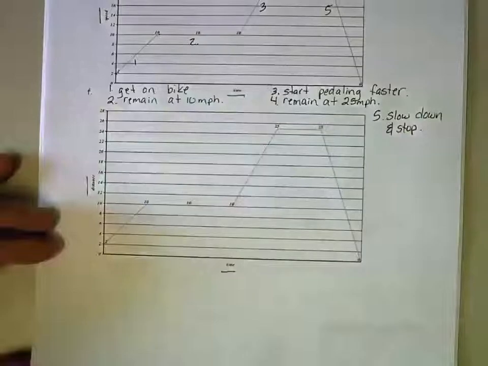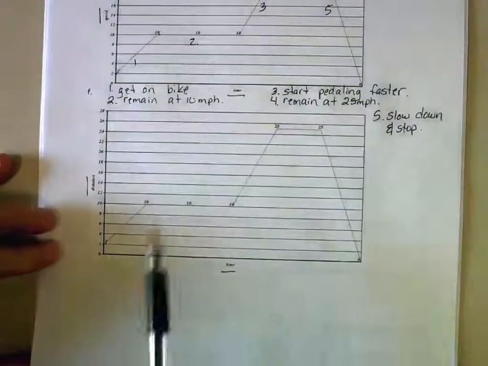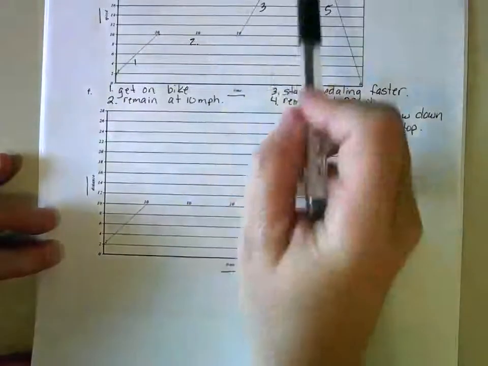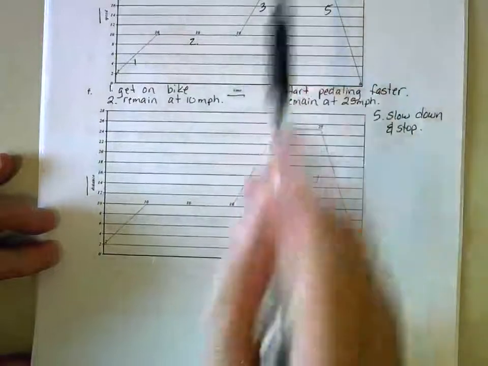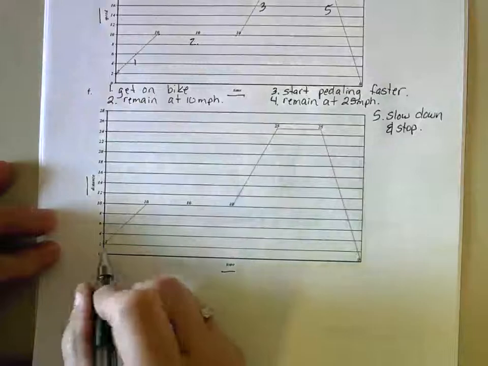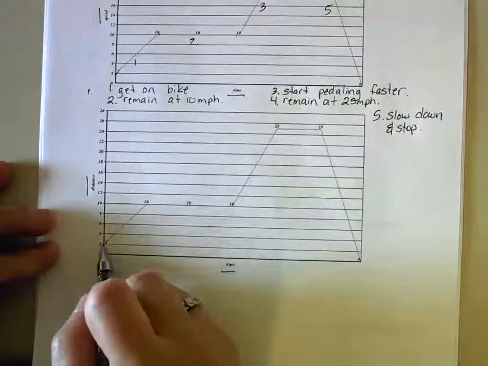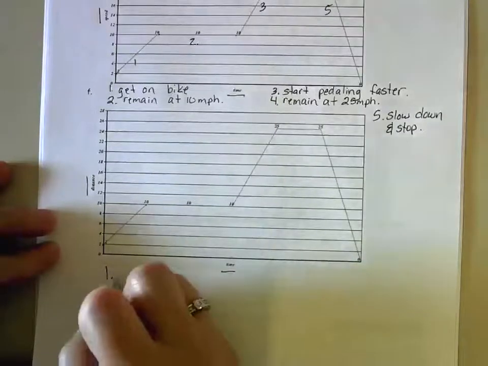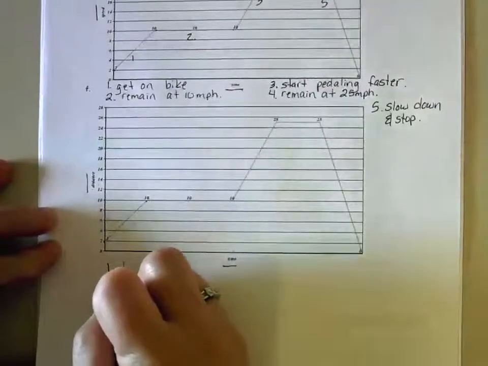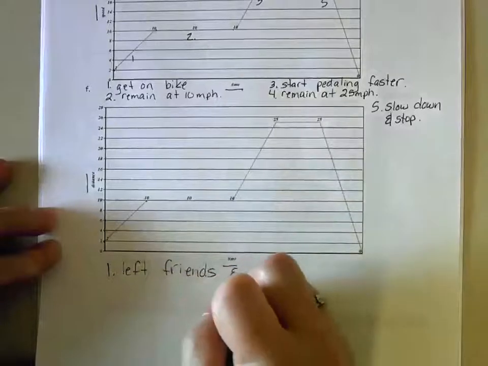Now with the second graph, you'll notice the shape is exactly the same. And here we remained constant at this 10 miles per hour. Here we remain constant at this 25 miles per hour. Well, this graph is going to be similar. Number 1, you went from, let's say, 2 miles to 10 miles away from home. So maybe you left your friends and went to another friend's.